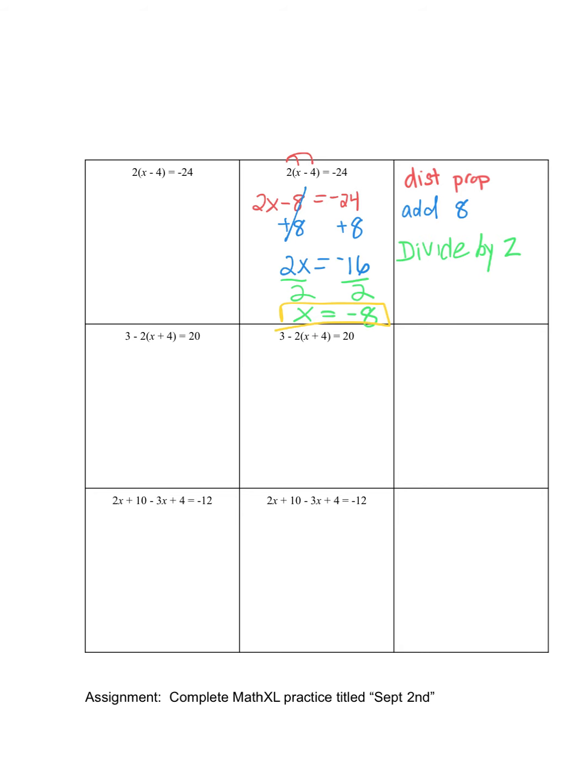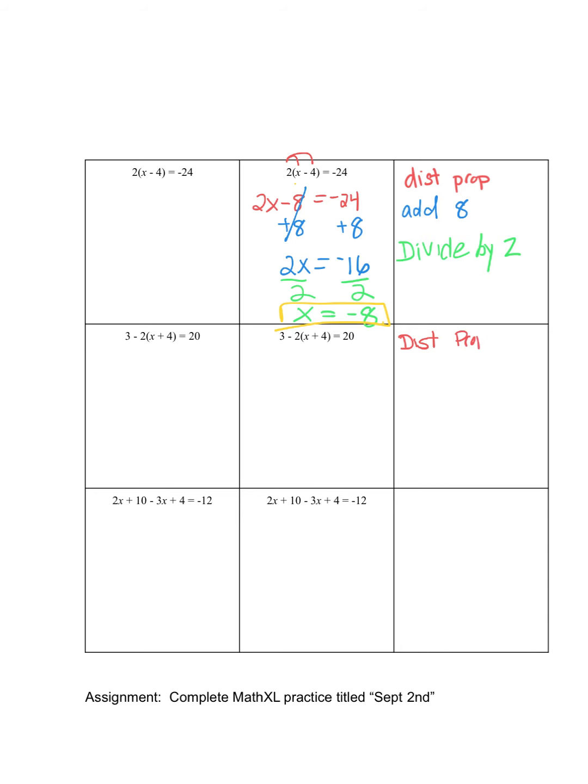Keep in mind, we can still always check ourselves by substituting the value that we get, negative 8, back in for x, and just following order of operations, making sure that the right side of the equation equals the left side of the equation.